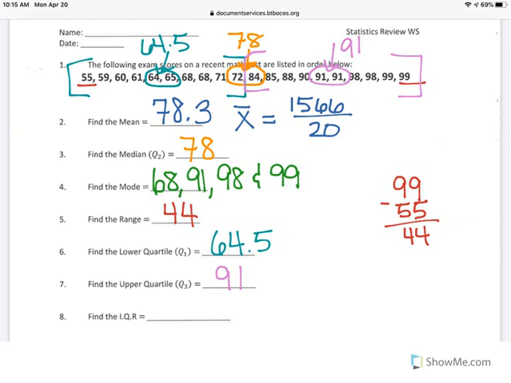To find the interquartile range, you take quartile 3, 91, and subtract quartile 1, 64.5, and when you do that, you end up with 26.5.